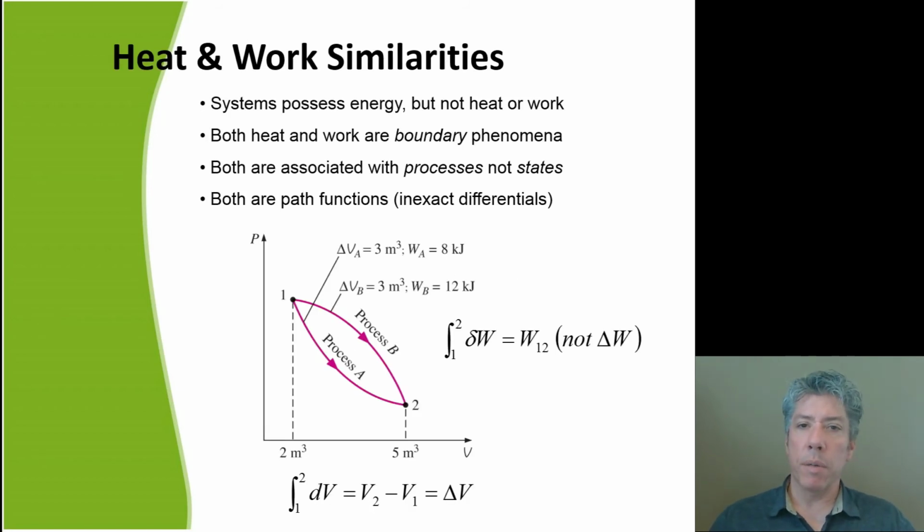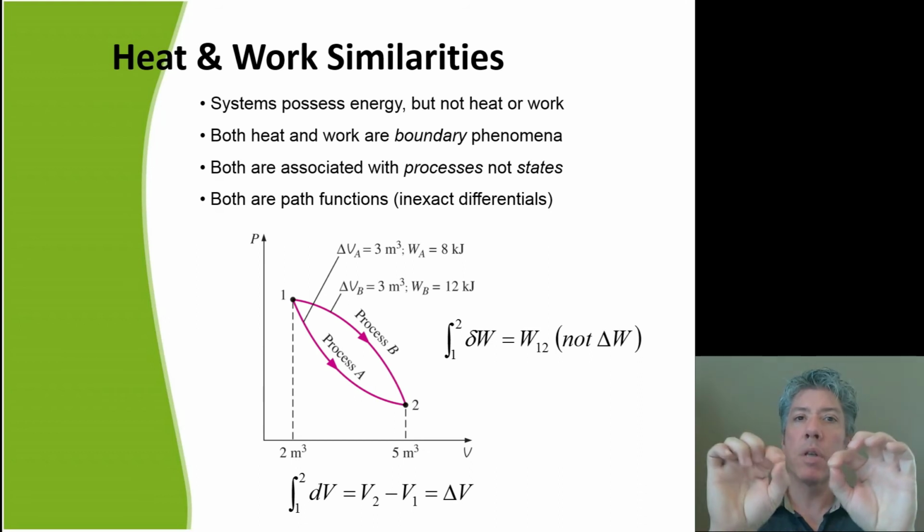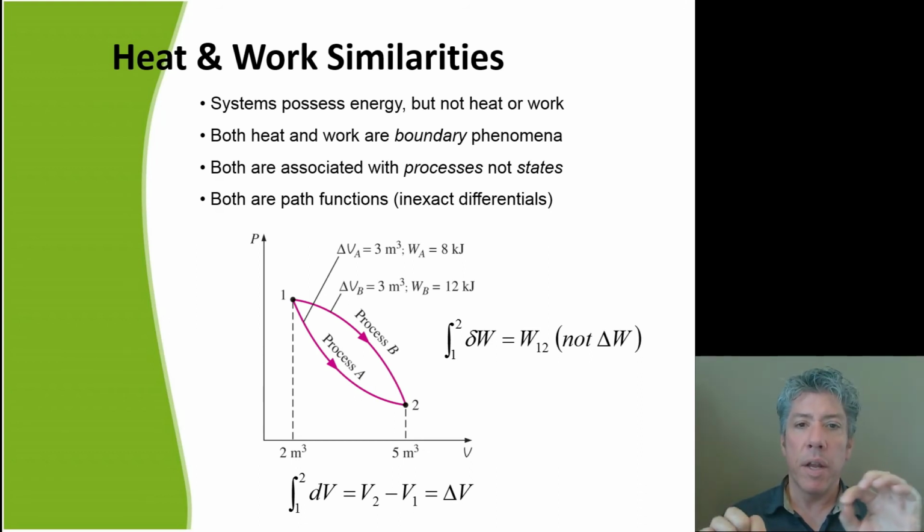Now, heat and work are similar. Both are boundary phenomena, so they are not things that the system can possess. Okay? Systems can possess energy because energy is a property of the system, but they cannot possess work or heat. Work and heat are just energy in motion. Okay? So you've got to understand that work and heat are associated with moving states from one to another. In other words, they're associated with processes. They're not associated with states.